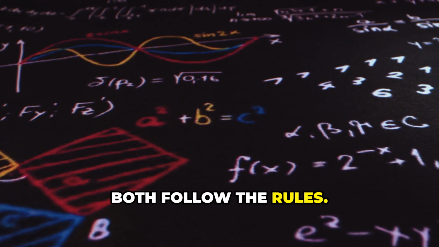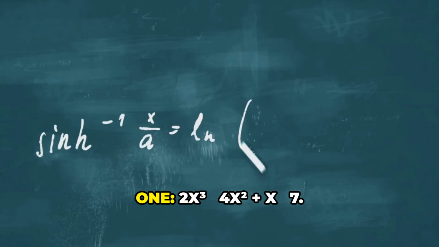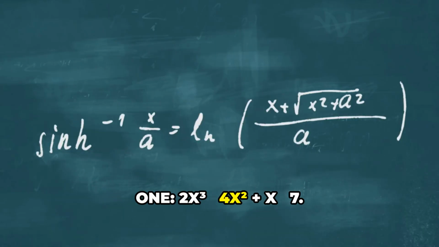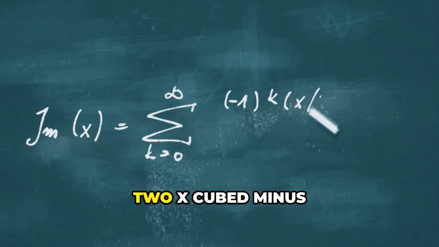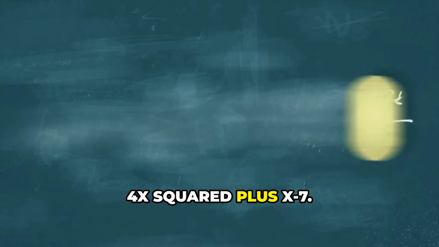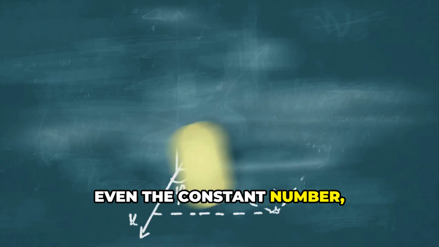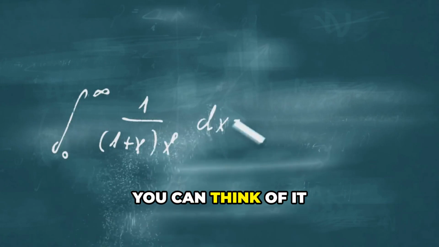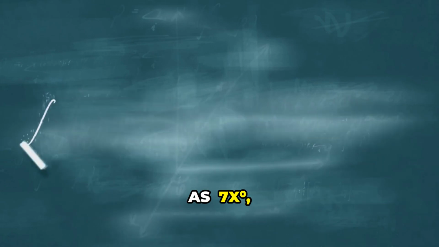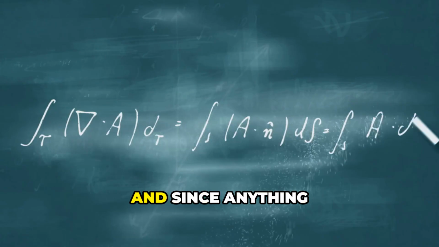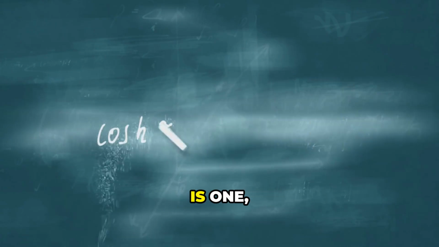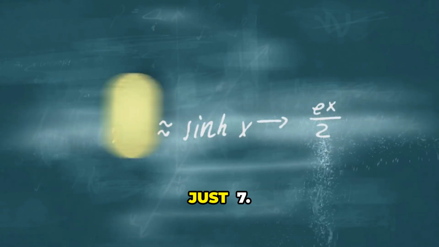Both follow the rules. And here's a longer one, 2x cubed minus 4x squared plus x minus 7. This has four terms. Even the constant number minus 7 is a term. You can think of it as minus 7x to the power 0, and since anything to the power of 0 is 1, it simplifies to just minus 7.